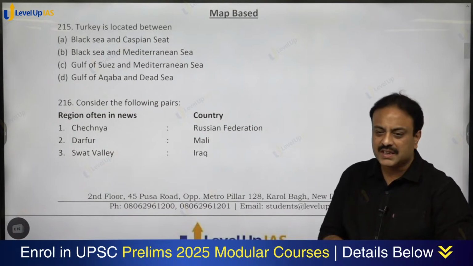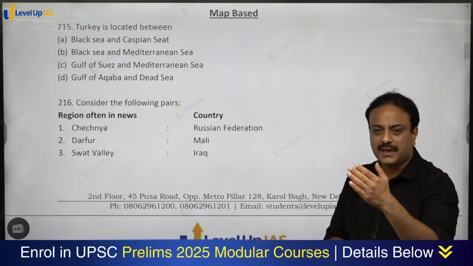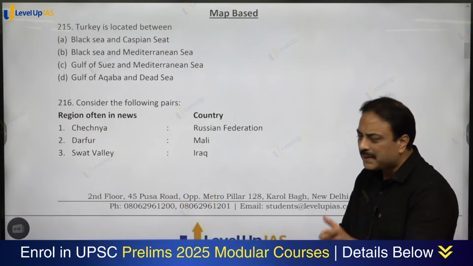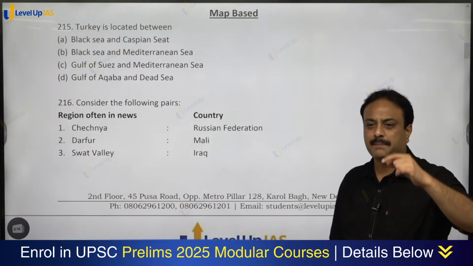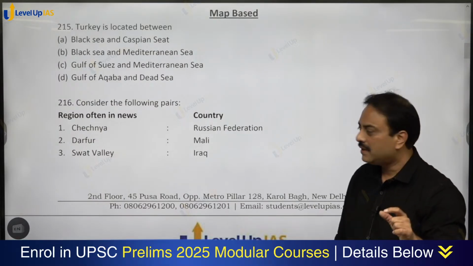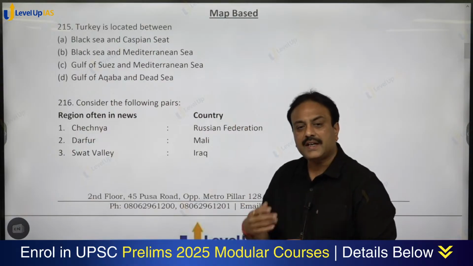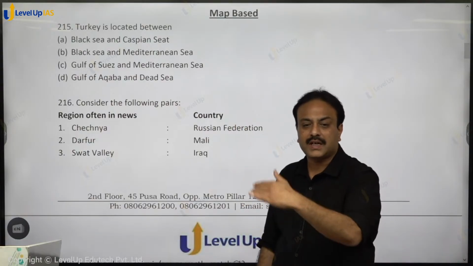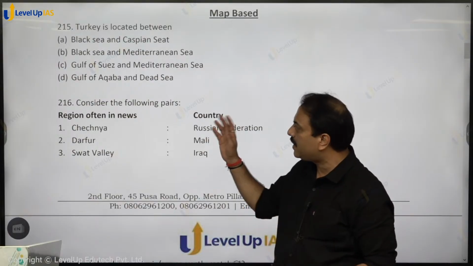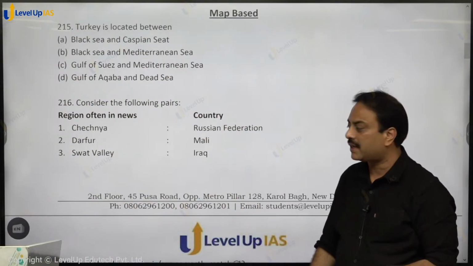Black Sea and Mediterranean Sea will be the correct answer. Black Sea in the north, Mediterranean in the south. Specifically, the water body over here between Cyprus and Turkey is called the Rum Sea. That is present. Gulf of Suez and Mediterranean Sea. Turkey has nothing to do with Gulf of Suez. Gulf of Suez and Mediterranean Sea, both are located south of Turkey.